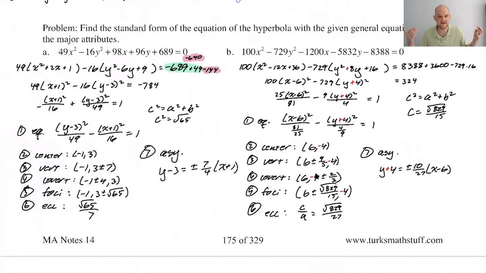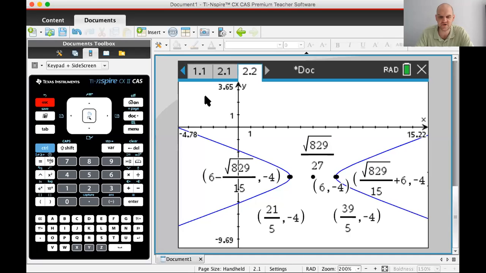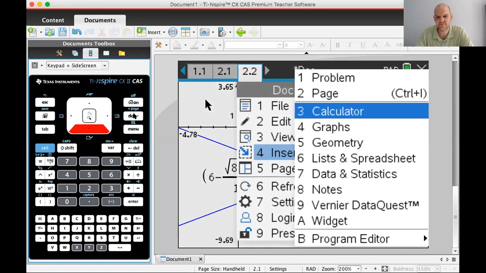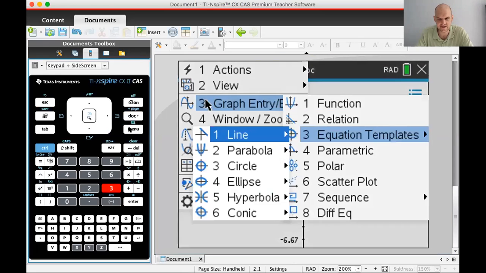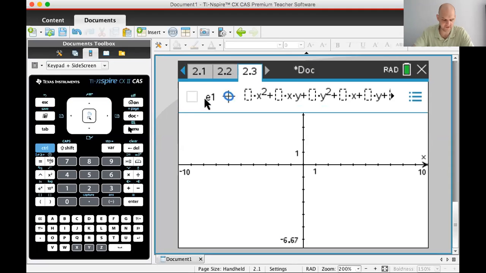I'm not really sure. If I were gonna check anything, I guess I would check the eccentricity and see if I got that right. Should I do that? All right, you talked me into it. We're gonna check the eccentricity, but the problem is when it's wrong, it's gonna hurt so bad. Let's add a graph page, do the same thing. Menu, option 3, we're gonna change it to equation template and then conic, and then we type it in. So it's 49 and then minus 16, nope, 0, no XY term, minus 16, 98 goes there, 96 goes there, 689 goes there, and there's already a 0 filled in.